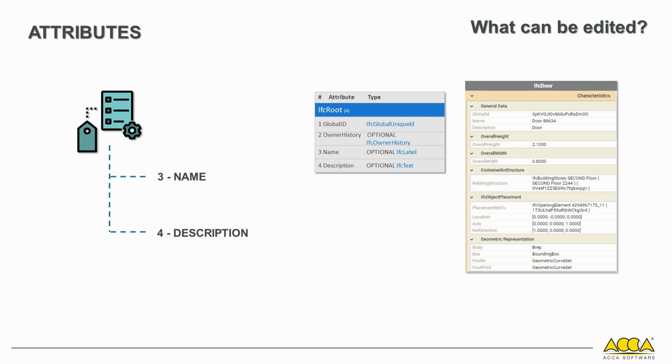Specifically, it is possible to edit the name and description of an entity, because they do not have relationships that point to other classes of the IFC structure. For the same reason, the global ID cannot be edited because it is the only unique reference, so the structure of the IFC model remains consistent with the format standards. Attributes are the static information units contained within a class.